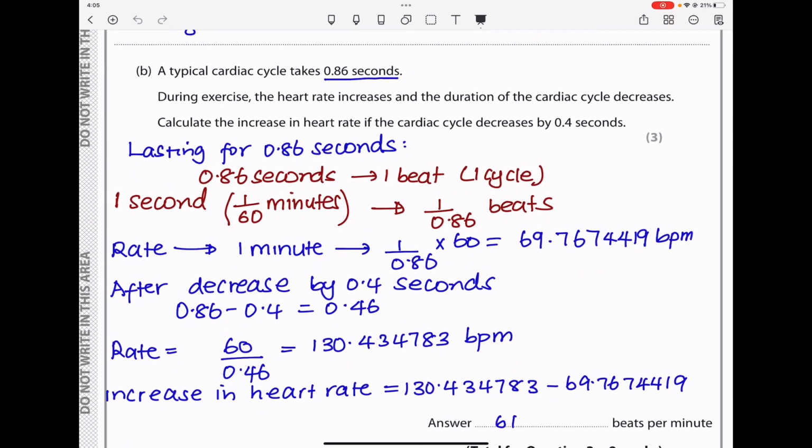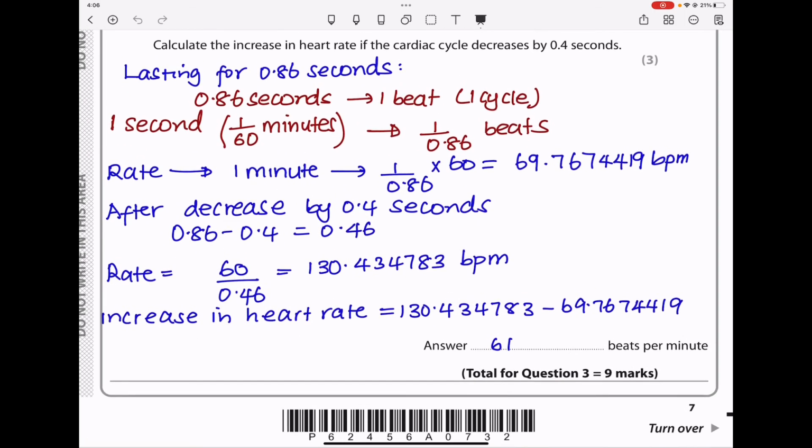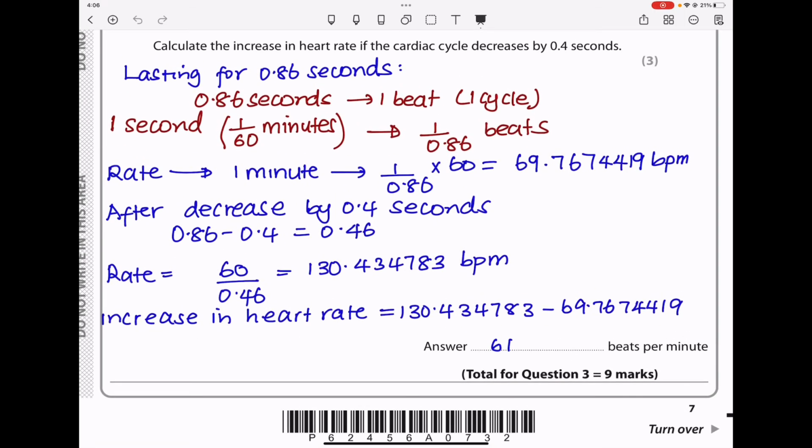Now, if there is a decrease by 0.4, it means the new cycle duration is going to be 0.86 minus 0.4, which is 0.46. And therefore, the rate will be 60 divided by 0.46. This is similar to what I did here, because this was also 60 divided by 0.86. So 60 divided by 0.46 gives me this. That is the new heart rate. Therefore, the increase is going to be that minus that, which gives me 61 as the rounded off answer. So this brings us to the end of question 3. Let's continue to question 4.